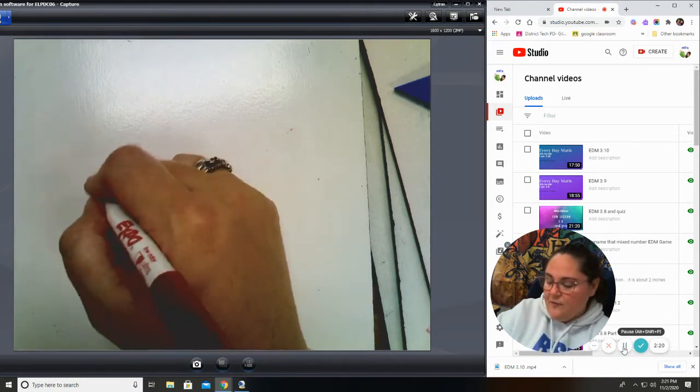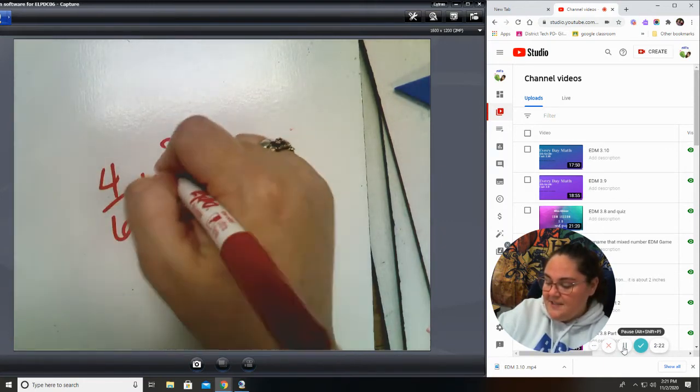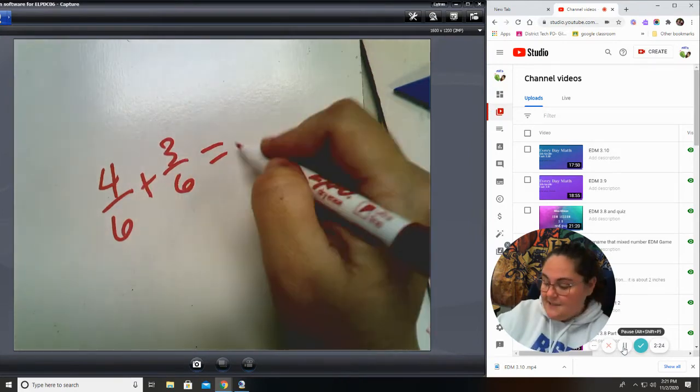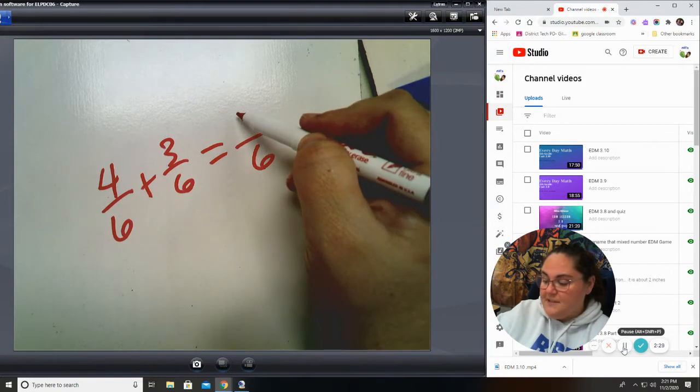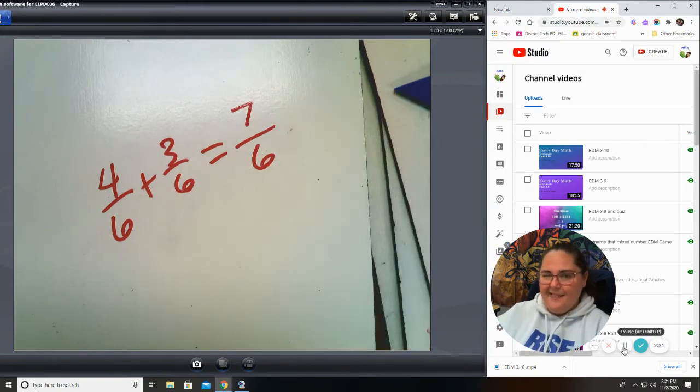If I had 4/6 plus 3/6, my denominator is already 6, so that works. And then I just add the top, the numerator. 4 plus 3 is 7. That's how you would do one of these problems, okay?